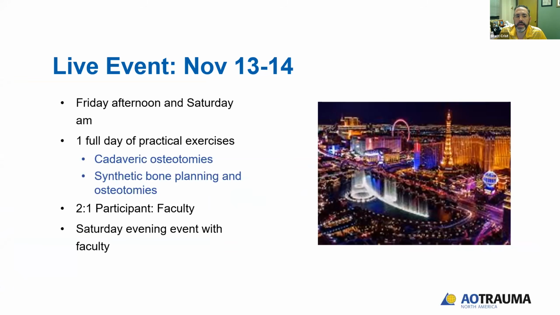And then we're going to have a full day of practicals. We're going to have cadaveric osteotomies, synthetic bone planning and osteotomies. And the goal is to have a 2-to-1 participant to faculty ratio based on availability and people interested. That may be 3-to-1 potentially. We also are looking at potentially doing other live events in different regions later on, but for this year it will be only in Las Vegas.